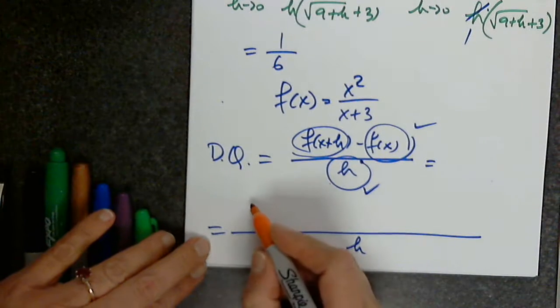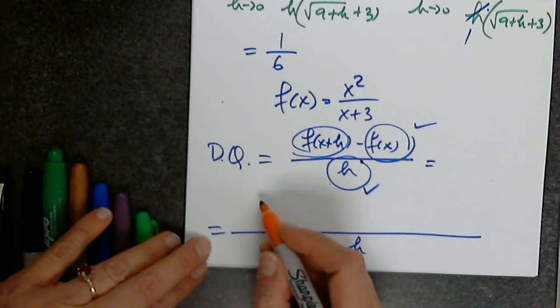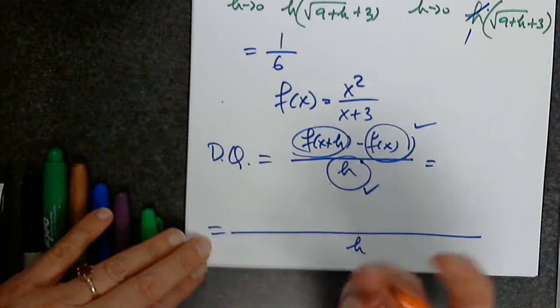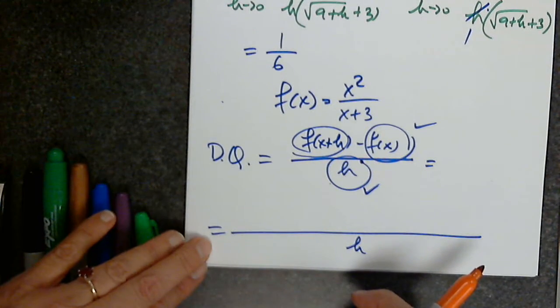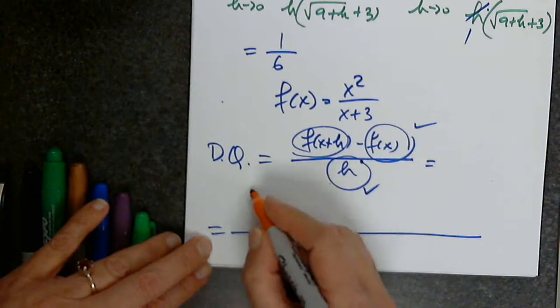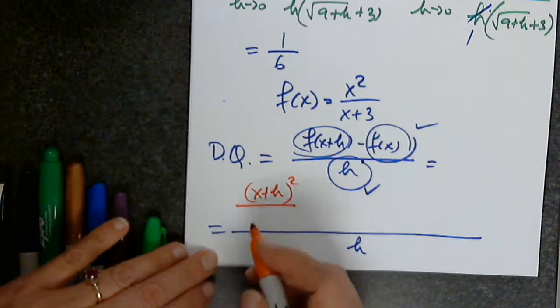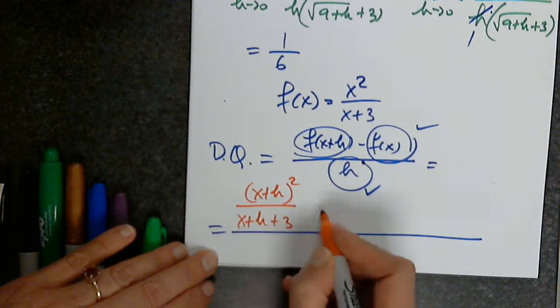X squared over x plus 3 plus 8. Say it again. X squared over x plus 3 plus 8. That's the problem. We don't know how to plug in and determine something and evaluate a function. That's the problem then. Yes, it is x plus h squared over, yes, x plus h plus 3, and then minus.